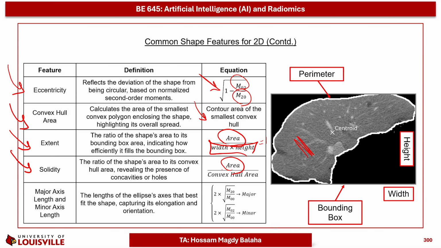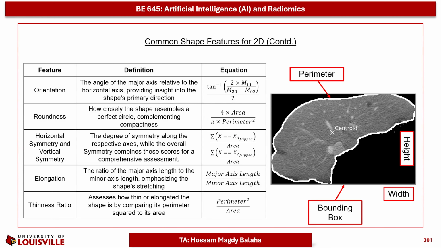Solidity, and here we are calculating the ratio of the shape's area to its convex hull area, and this will present the existence of any holes inside the ROI. Major axis lengths and minor axis lengths, and here we can use these 2 formulas to get the length of the ellipse axes that best fit the shape, and this will capture its elongation and orientation.